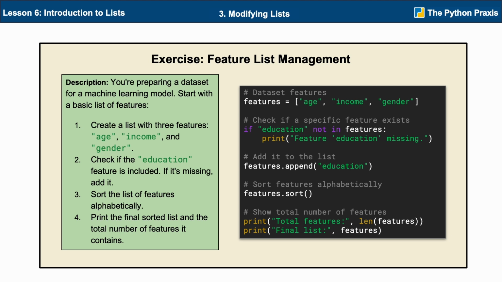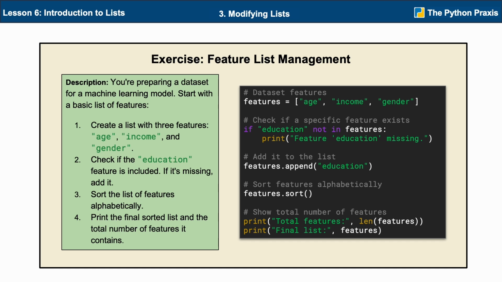Now let's go through the code line by line. The first line defines a list with name features and assigns 3 elements in it, age, income, and gender. Then using the if statement, we check whether education is included inside the features list, and in case not, our program prints a message to inform us that feature education is missing.